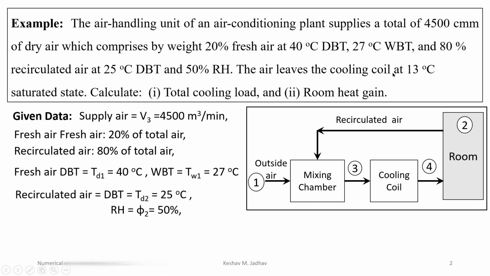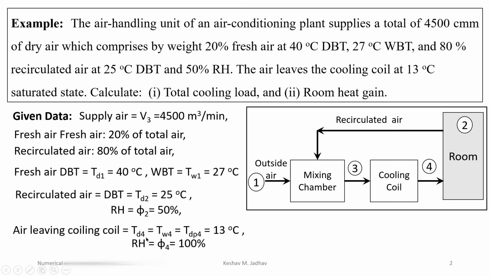Then here it is given air leaves the cooling coil at 13 degrees Celsius. So after leaving this cooling coil at point 4, temperature is given. Also it is saturated air, means relative humidity is 100%. So at point 4 we can write TD4, and as it is saturated, dry bulb temperature is equal to wet bulb temperature, which is equal to dew point temperature. So that is 13 degrees Celsius. And as it is saturated state, relative humidity phi4 is equal to 100%.